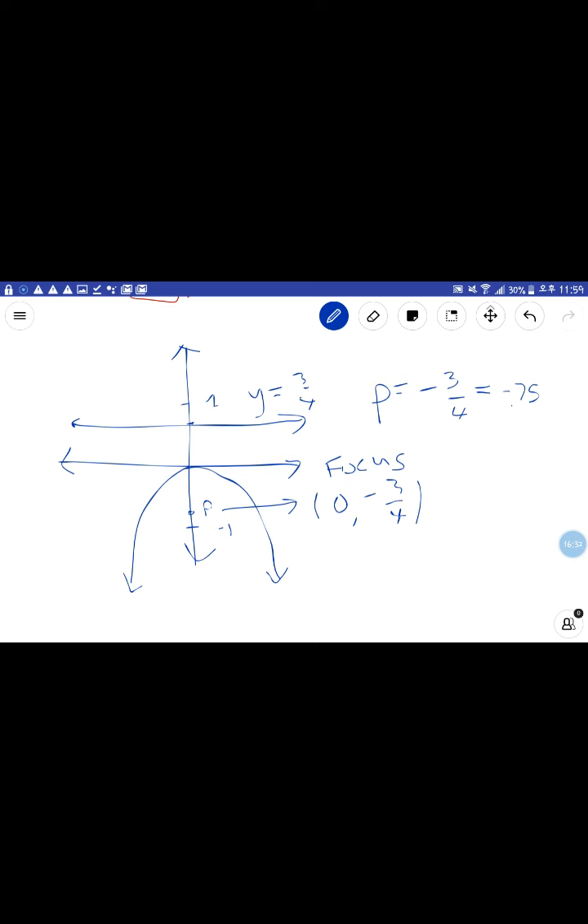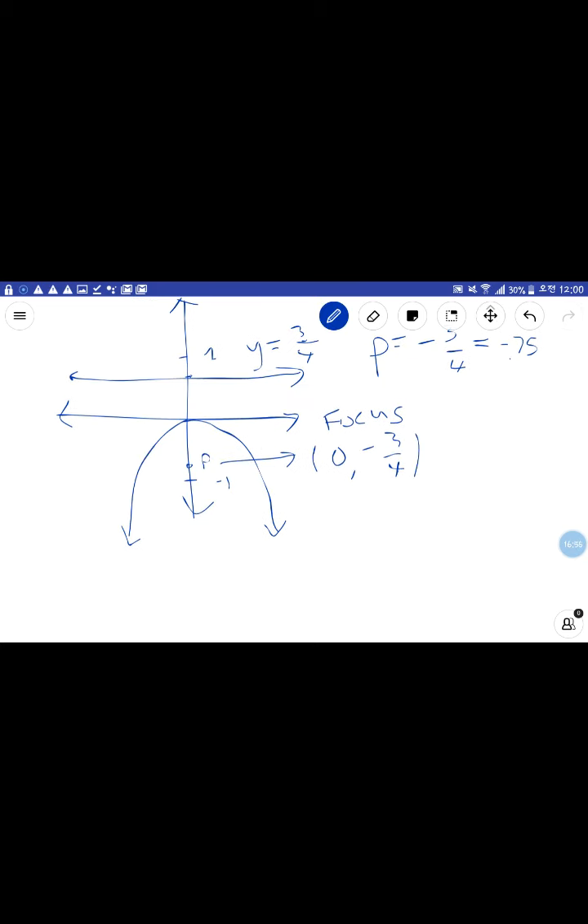So remember, if your parabola opens up or down, your focus is always 0, comma, p, which is 0, comma, negative 3/4. Now, my directrix is y equals negative p, which is y equals 3/4. Now what? I need to get my focal width. What was the formula for focal width? That was the absolute value of 4p. So the absolute value of 4 times negative 3/4. That becomes just 3. That's the answer.